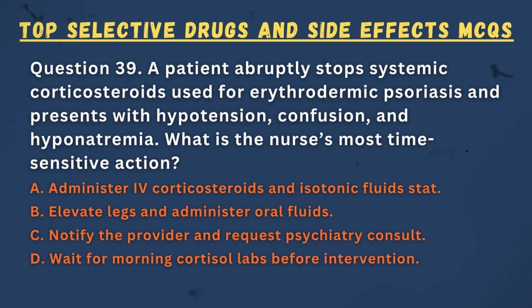Question 39. A patient abruptly stops systemic corticosteroids used for erythrodermic psoriasis and presents with hypotension, confusion, and hyponatremia. What is the nurse's most time-sensitive action? A. Administer IV corticosteroids and isotonic fluid stat. B. Elevate legs and administer oral fluids. C. Notify the provider and request psychiatry consult. D. Wait for morning cortisol labs before intervention.